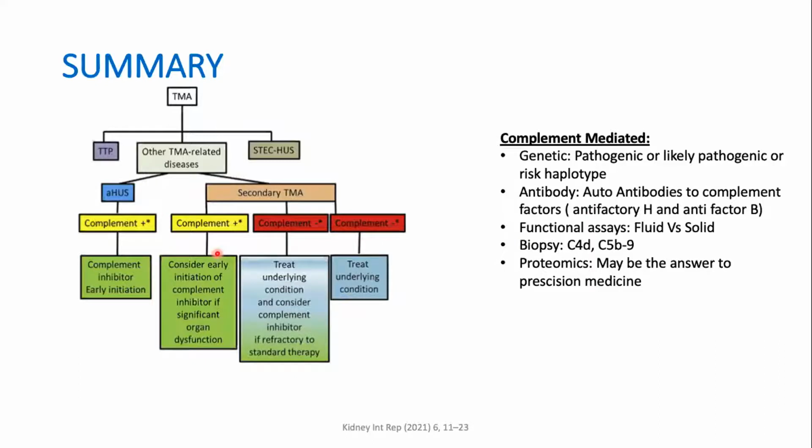Also, it is very important to look for the role of complement in cases of TMA, because if positive, then we should offer the patient a complement inhibitor as early as possible, because it results in early recovery of the patient. This should be intensively screened, especially in secondary TMA. If complement positive, we should consider eculizumab as early as possible. Suppose it is negative, then we should try treating the primary condition first. If the patient is refractory to the initial treatment, then we should offer them the complement inhibitor.